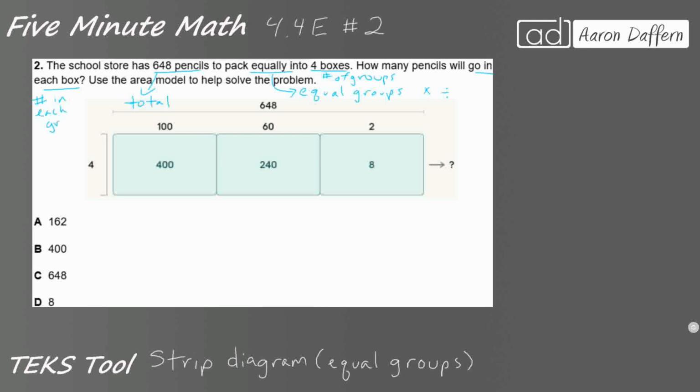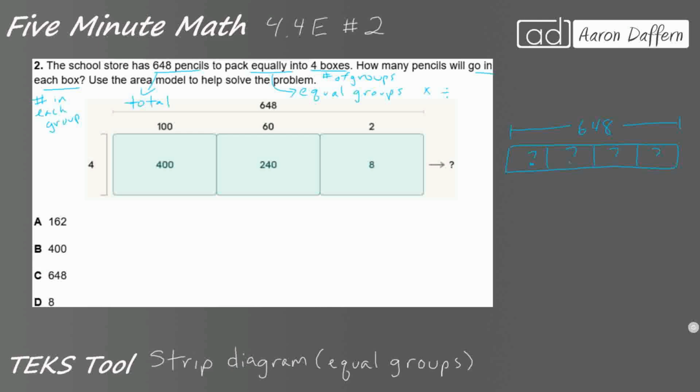And if we want, we can represent this with a strip diagram. And we can relate that to the area model in just a moment. So I have my 4 boxes here. So I'm just going to make 4 groups. And I've got a total of 648. That is going to go equally into each of these groups. So my question is, how much go in each group?